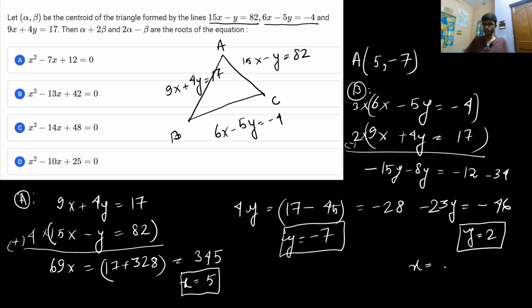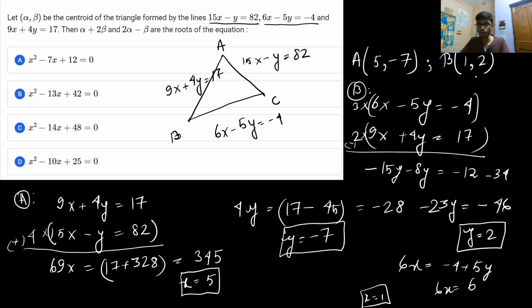And similarly for x, 6x is equal to minus 4 plus 5y, and this will become equal to 6. So 6x is equal to 6, so from here you get the value of x is equal to 1. So from here I solve the coordinate of vertex B of the triangle, that is B is equal to 1 comma 2. So you got the coordinate of vertex B, that is 1 comma 2.